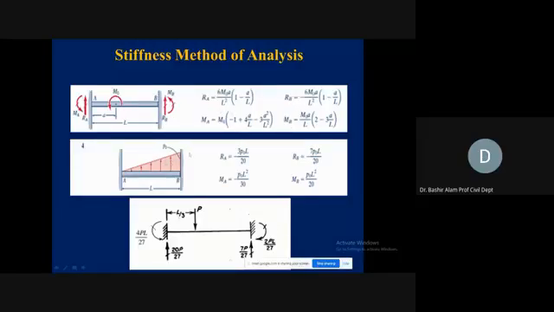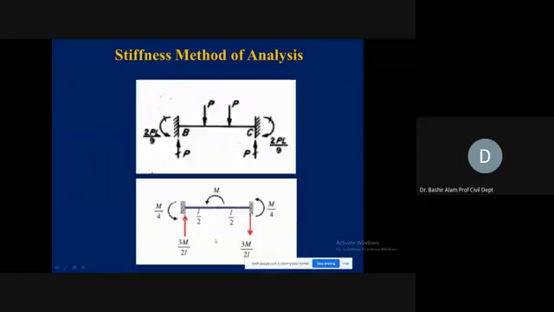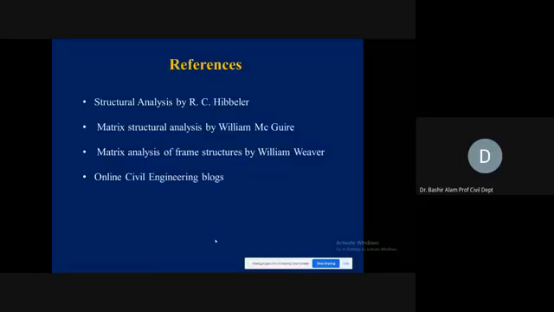If it is loaded by this triangle, increasing to the right, these will be the corresponding members and actions. If you have a P at L by 3, it is not in the middle. These will be the corresponding member and actions. Similarly, you can see here we have two P's. So these are the common cases, and you can find out the member and actions from here.